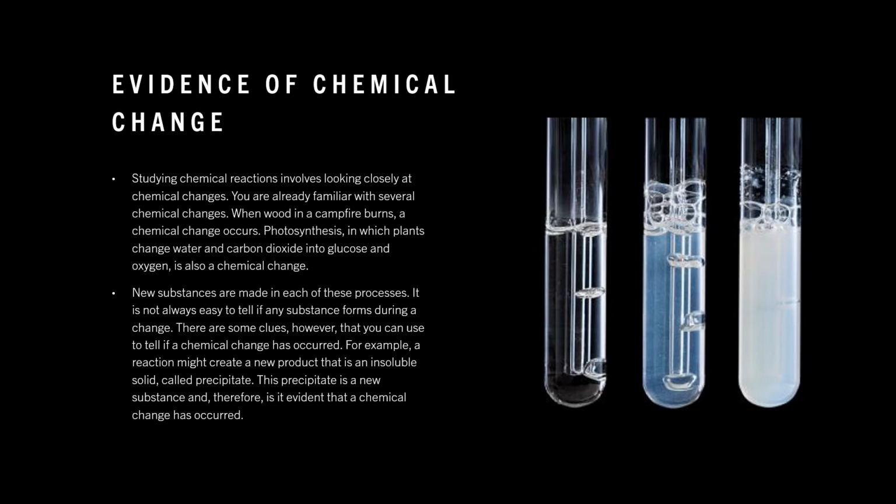It's not always easy to tell if any substance forms during a change. Here are some clues, however, that you can use to tell if a chemical change has occurred. For example, a reaction might create a new product that is an insoluble solid called a precipitant. This precipitant is a new substance, and therefore it is evident that a chemical change has occurred.